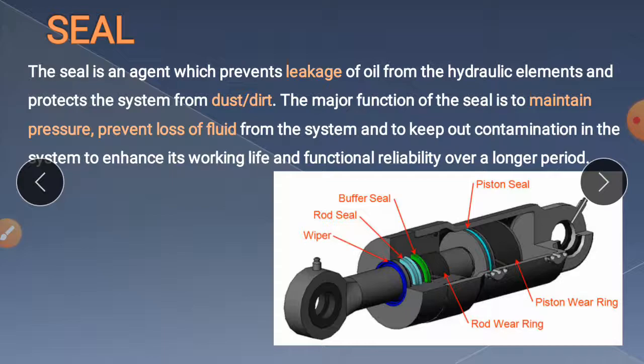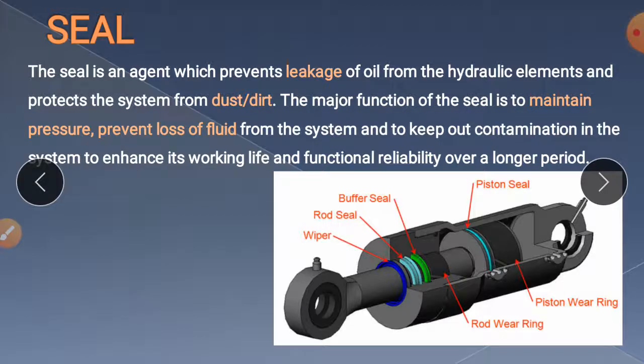Whenever you find any leakage, it should be sealed by a proper element. So here we are using many types of sealing materials. A seal is an agent which prevents leakage of oil from hydraulic elements and protects the system from dust and dirt. The major function of a seal is to maintain pressure, prevent loss of fluid from the system, and keep out contamination to enhance its working life and functional reliability over a longer period. So that is the application.